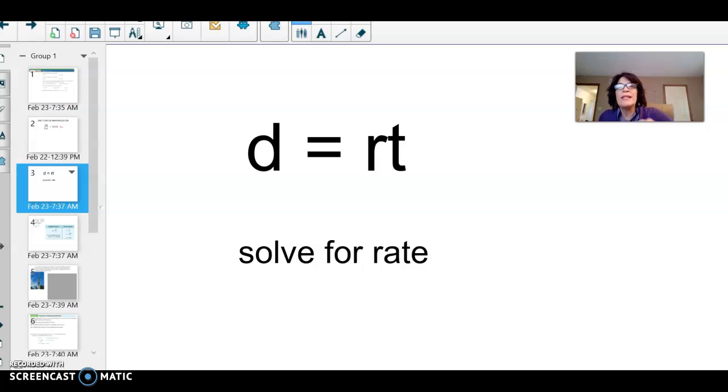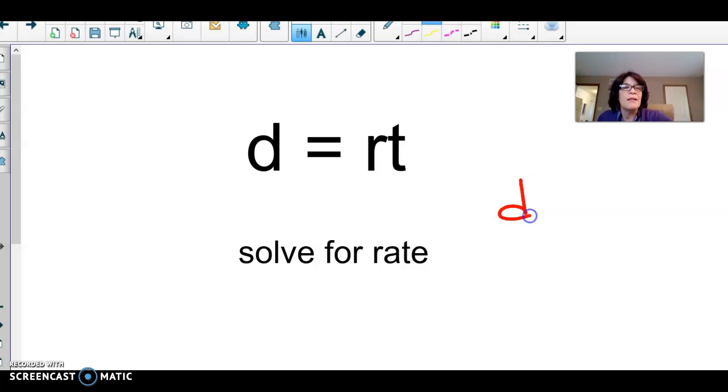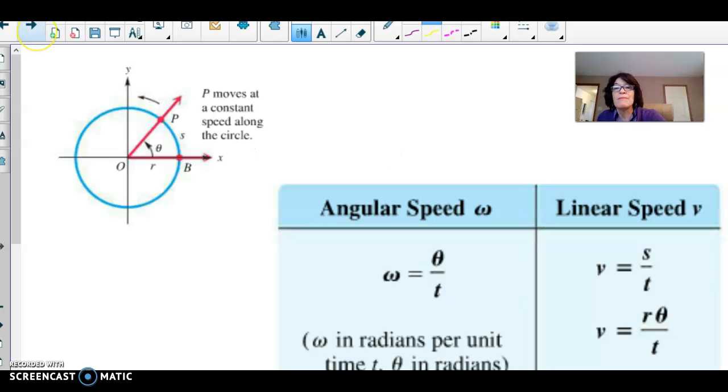Okay, distance equals rate times time, something we're familiar with, correct? If you were to solve that for rate, you would just divide by time, right? Distance divided by time equals rate. If I went 100 miles and made it in 2 hours, and I wonder how fast I was going, I take 100 miles divided by 2 hours. I was going 50 miles per hour. All right, we know that.